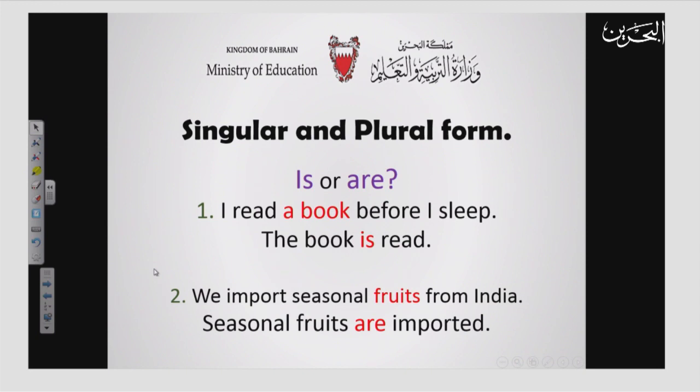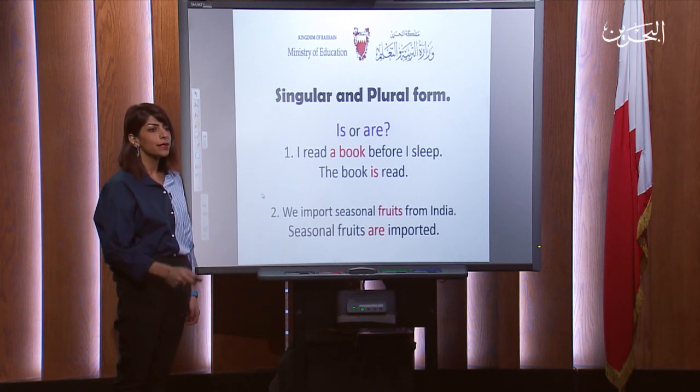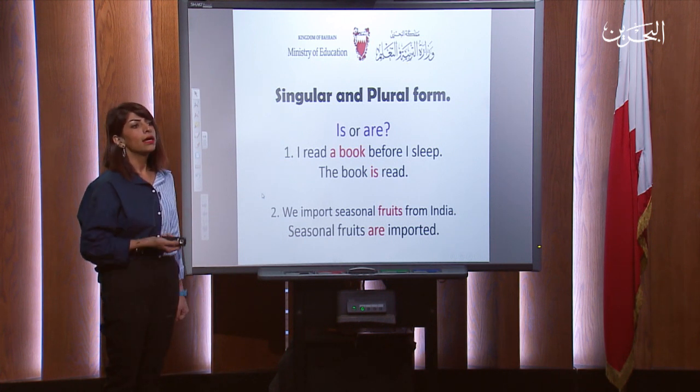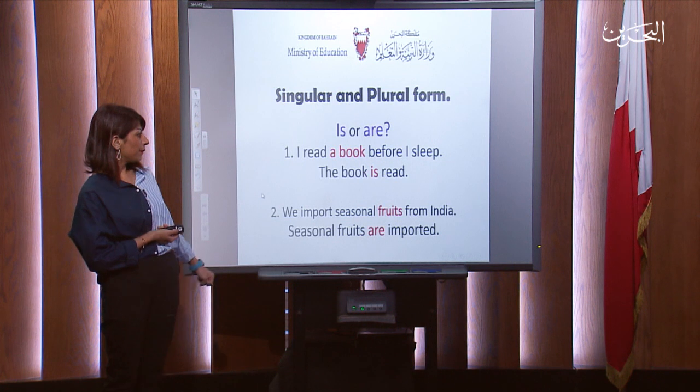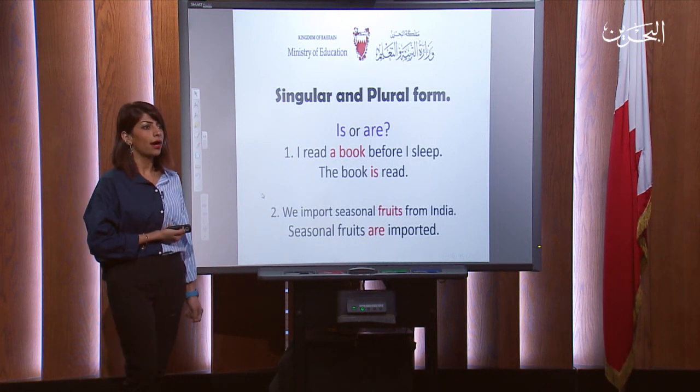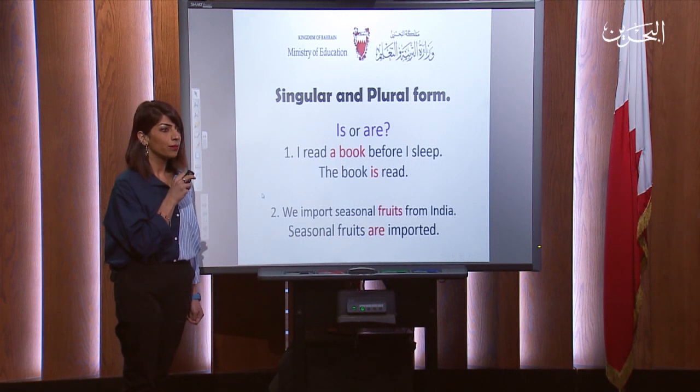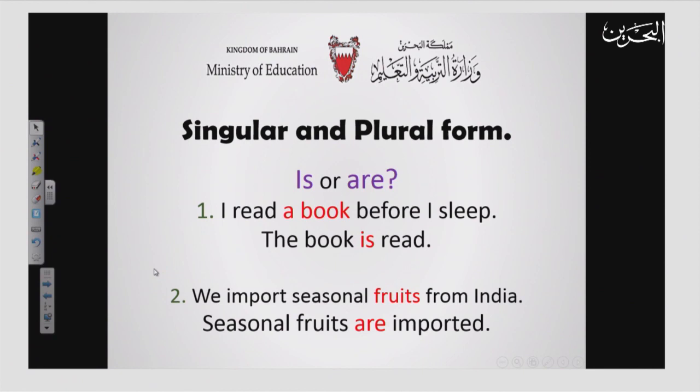Now, let's move to the second objective, which is is or are. And I'm sure that you have previously taken this, but we need to emphasize it in order to read it or say it or write it well. I mean the passive tense. Now, let's see. For example, I read a book before I sleep. What is the object? It's a book, which means it is one, it is singular. So, when it comes to passive, I say the book, I start with the object itself, is read. Why did I choose is? Why didn't I say are? Because here I'm concentrating on the book, and the book is singular.